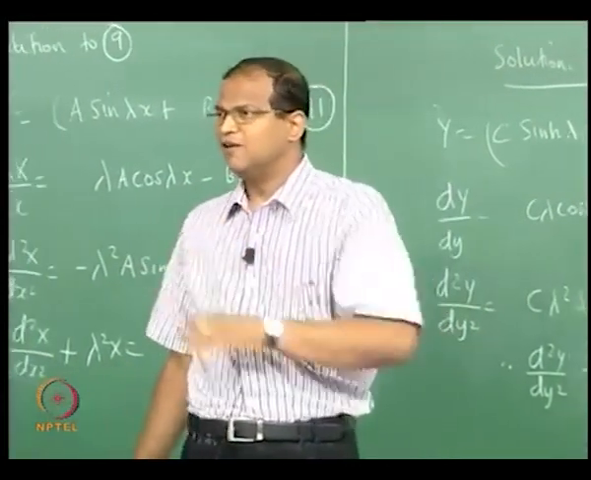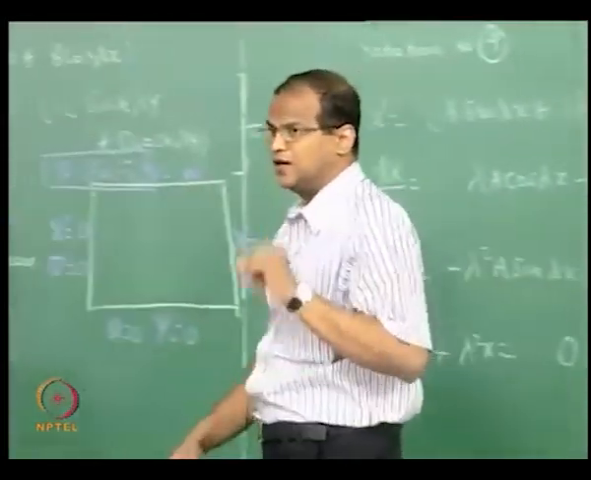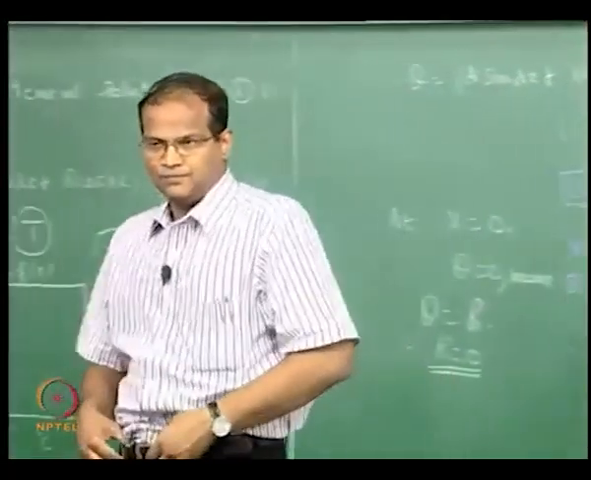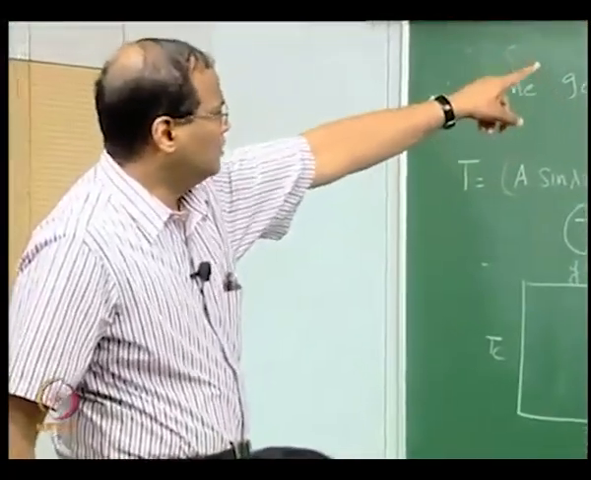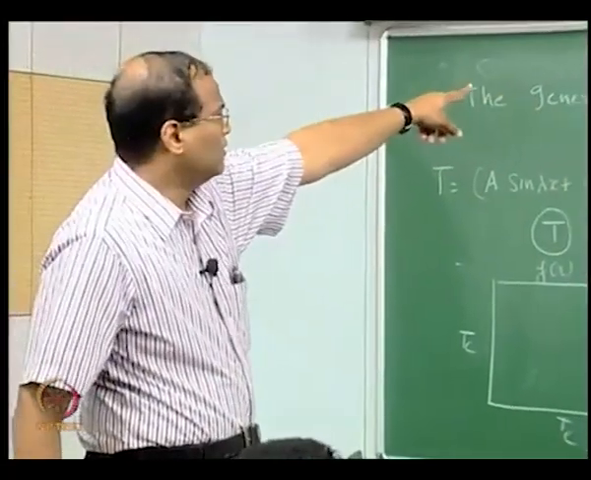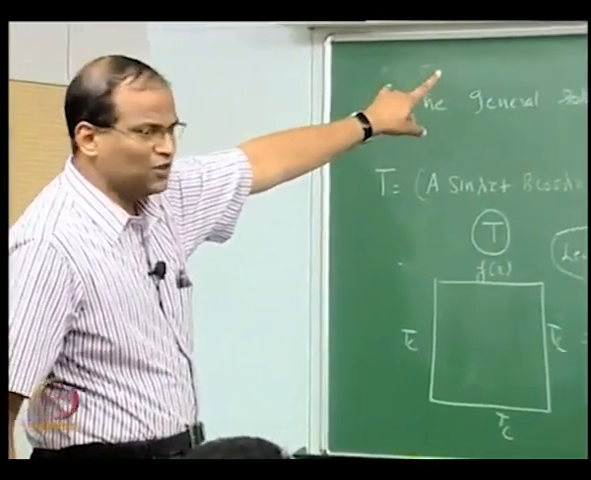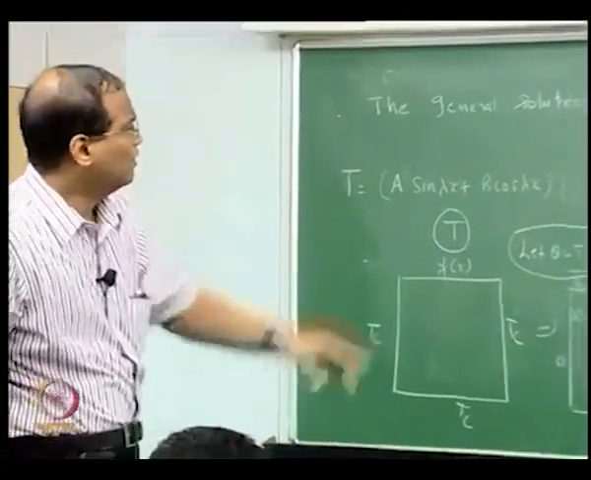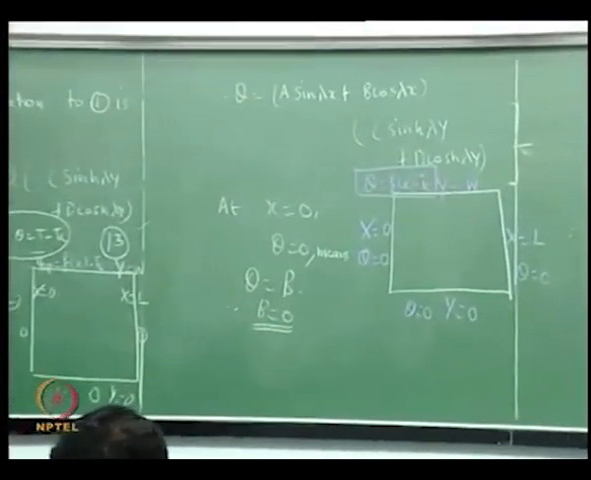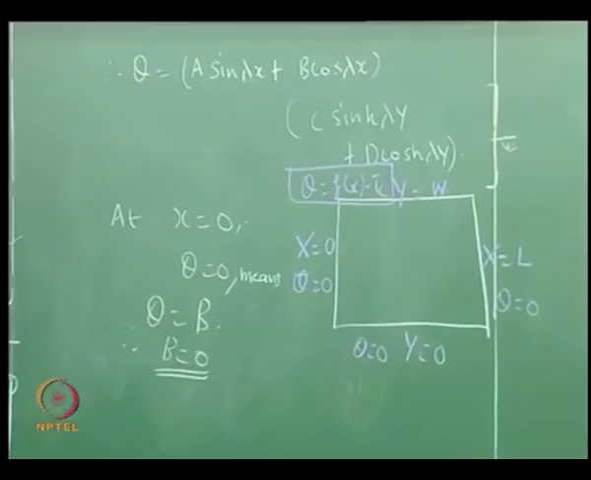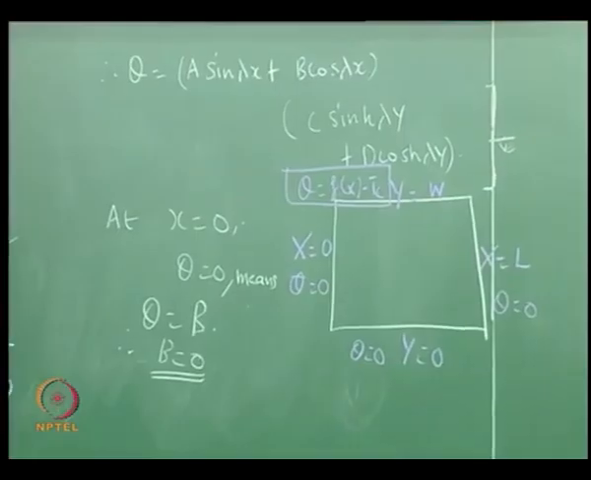If B is not 0, we have a problem because cos of 0 is 1. Only if B is 0, sin lambda of 0 is 0, so the first two terms will be 0. For the other term, whatever value of y we substitute, and whatever C and D are, theta will always become 0. So it satisfies the boundary condition. This is the homogeneous boundary condition I am talking about.